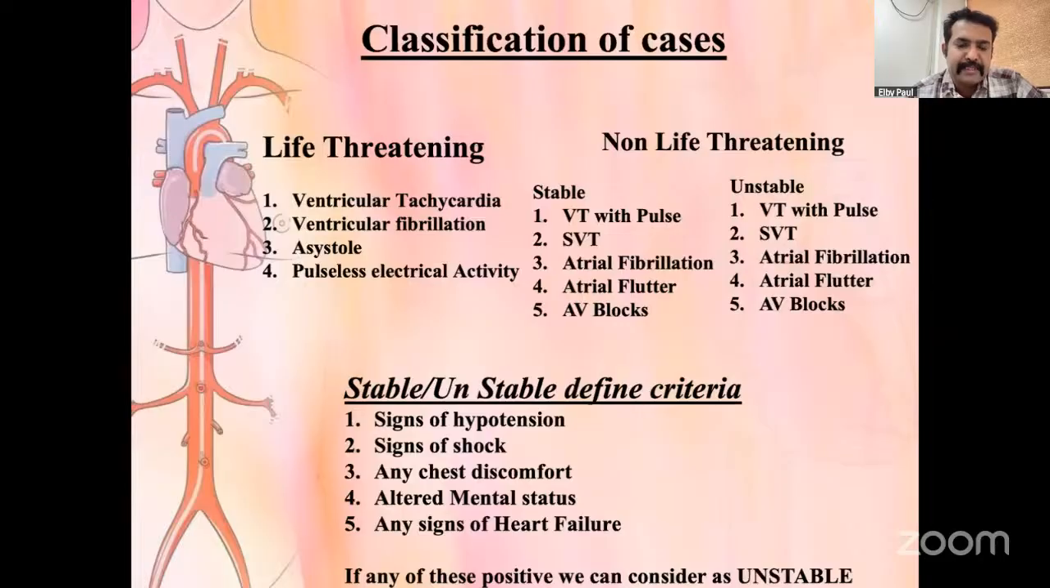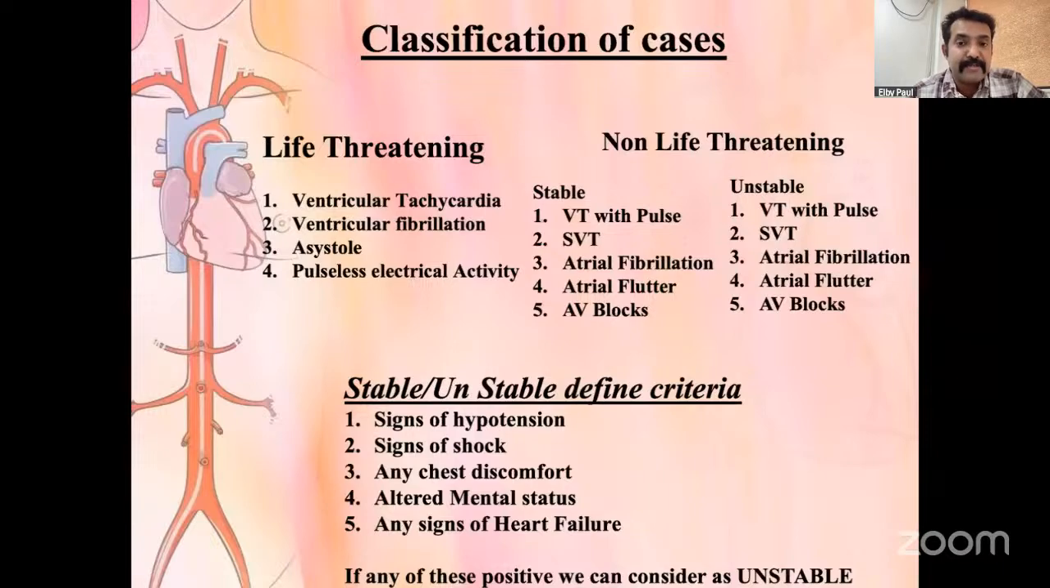Any altered mental status, such as semi-conscious, unconscious, or disoriented, we can consider the patient unstable. And last is any signs of heart failure. So there are five parameters. If any one parameter is positive, we consider the patient unstable. So for a patient with VT with a pulse, if there are no signs of any unstable parameters, then we can consider the victim as stable.